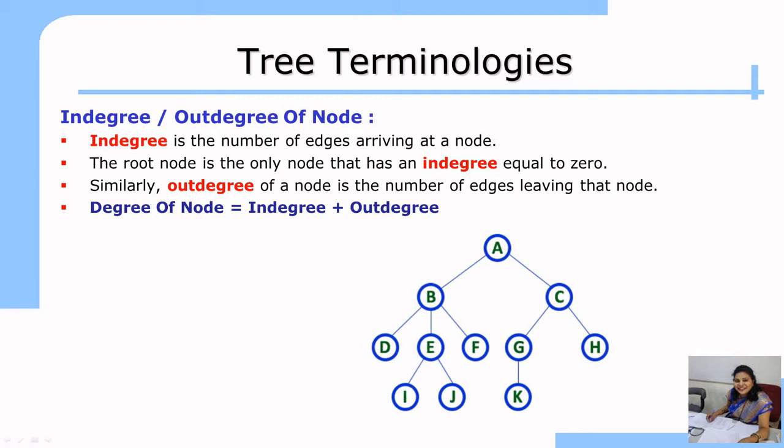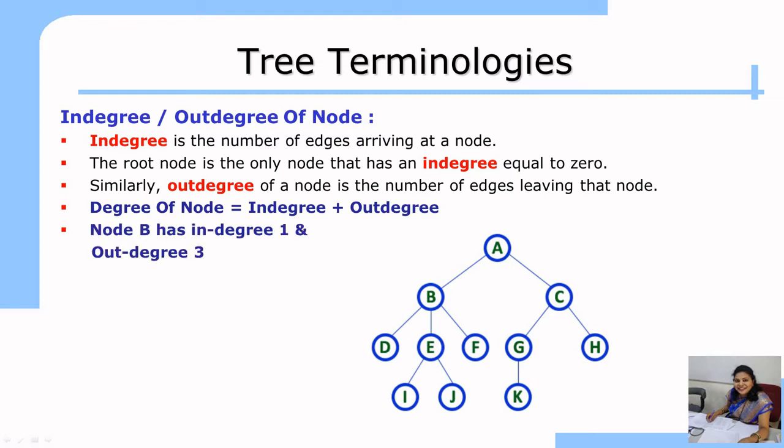So you can see that A is a root node. It does not have any incoming edge, so its in degree is 0. And how many outgoing edges are there? 1 and 2. Out degree is nothing but the number of children, and in degree is the number of parents. So A has how many children? 2. So the out degree of A is 2, whereas the in degree is 0.